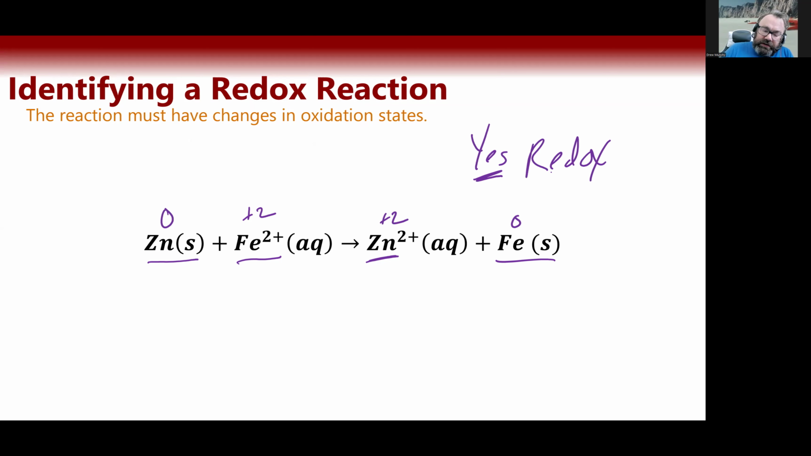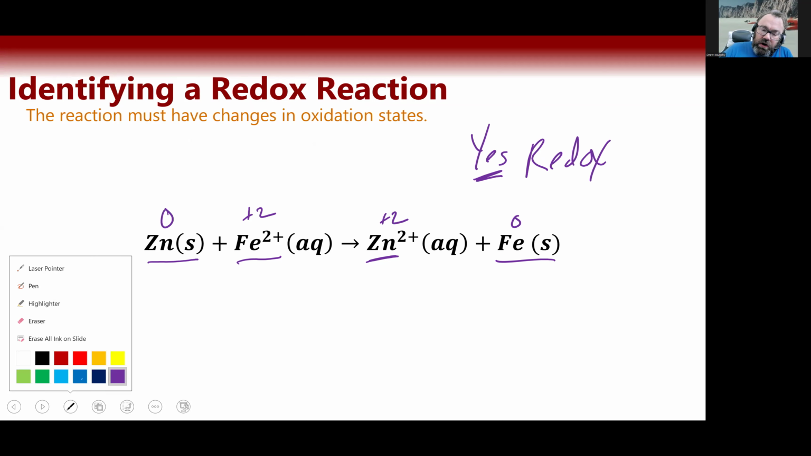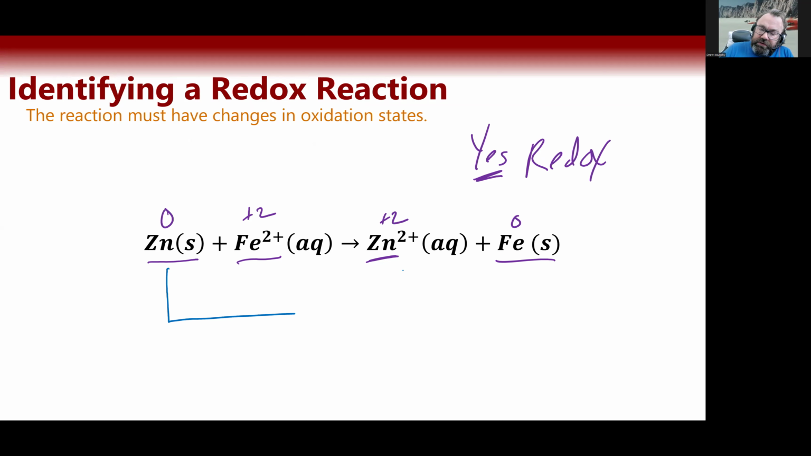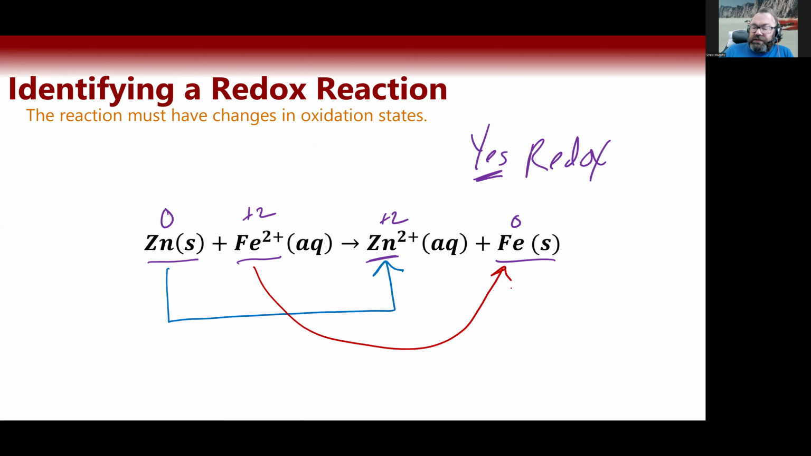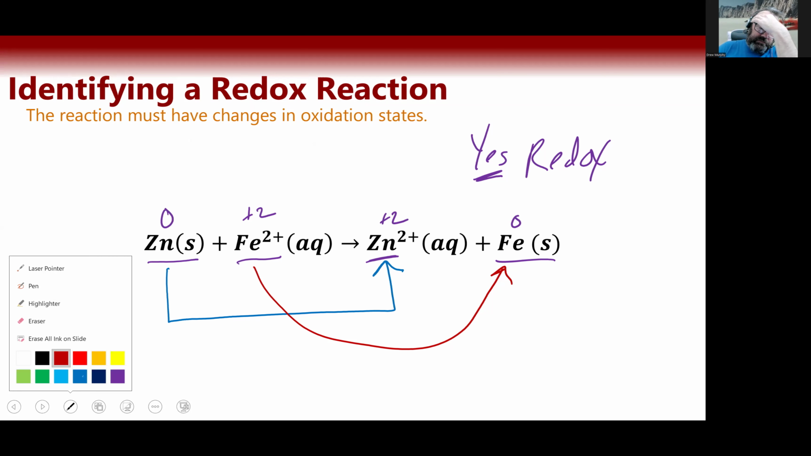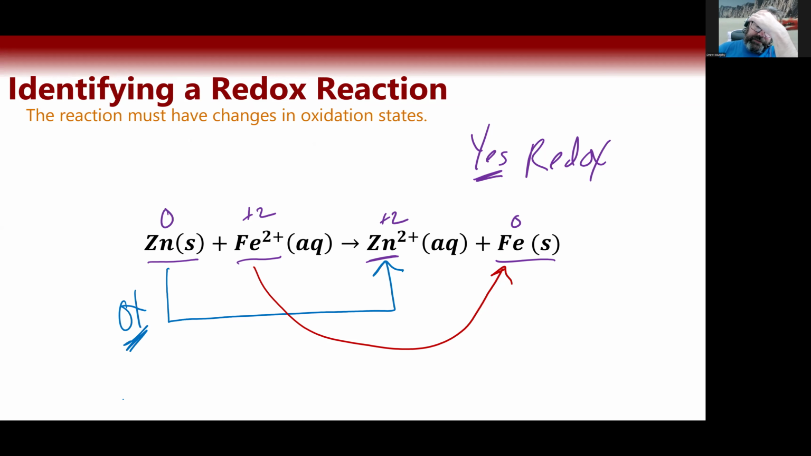Okay, because our zinc was 0 and turned into +2, and our iron was +2 and turned into 0. Okay, so can we identify what the processes are that's doing this? Remember, in the oxidation, our oxidation number has to go up. So the zinc part here is the oxidation. Okay, and in the reduction half, the oxidation number has to go down. So there's a +2, and this is 0, so the iron is being reduced.